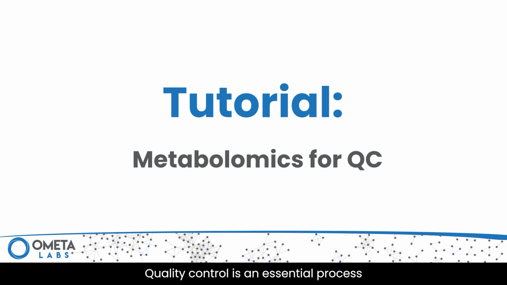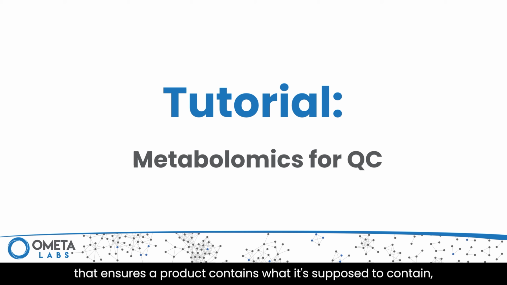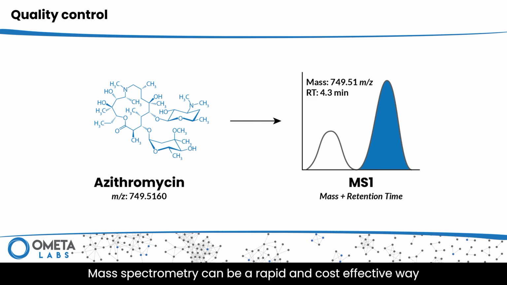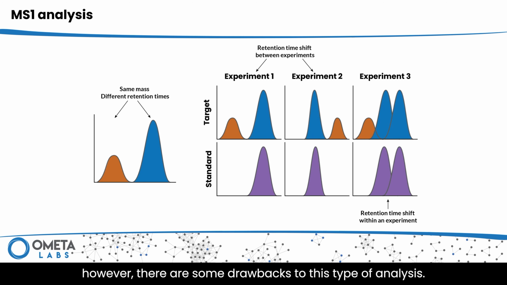Quality control is an essential process that ensures a product contains what it's supposed to contain and doesn't contain any dangerous or unwanted byproducts. Mass spectrometry can be a rapid and cost-effective way to perform quality control. Typically, this is done using targeted analysis, where compounds are identified and quantified using their mass and retention time. However, there are some drawbacks to this type of analysis.